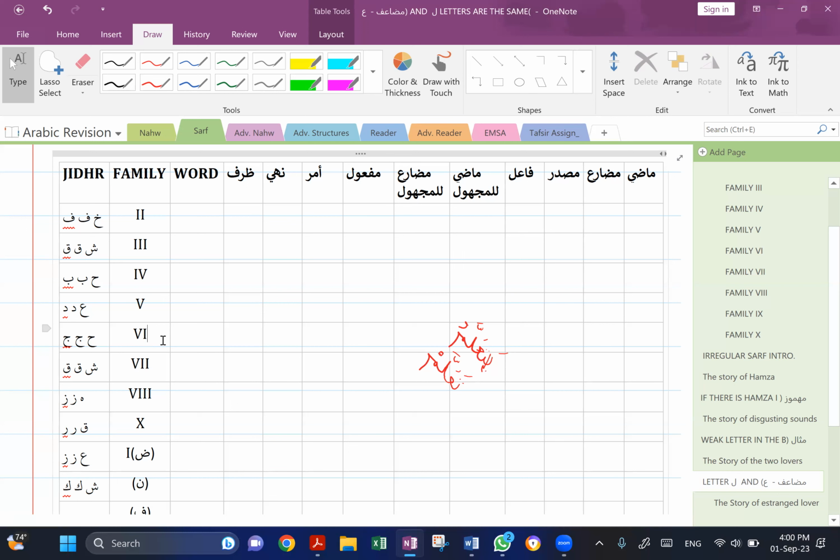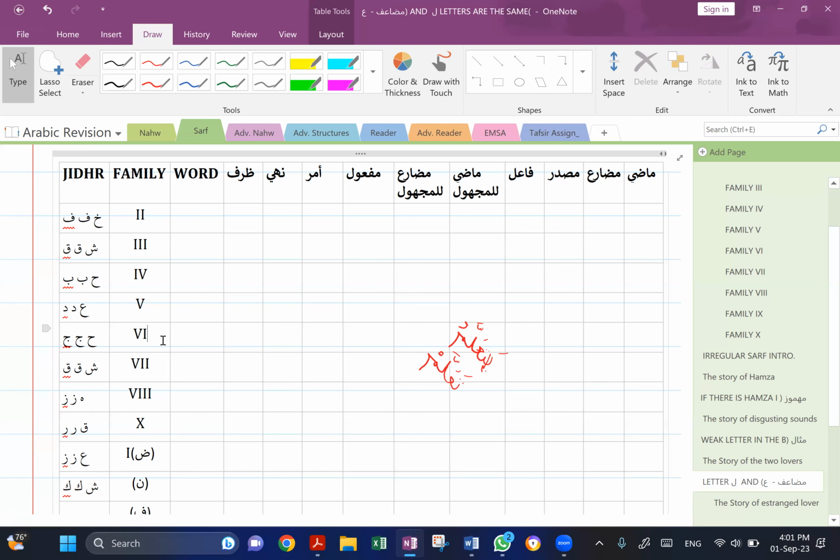Then the madi majhul will be tuhujja. Tu hu ja. Because we don't want tuhujija. You remember we kill off the ain letter, the haraka goes away, so you just take on the lam letter. Tuhujja.